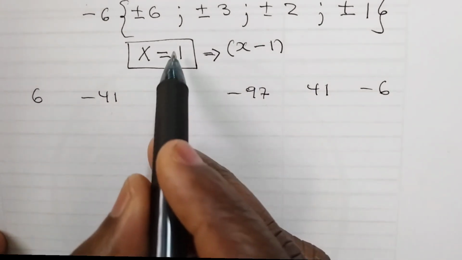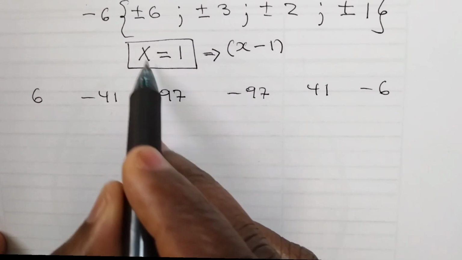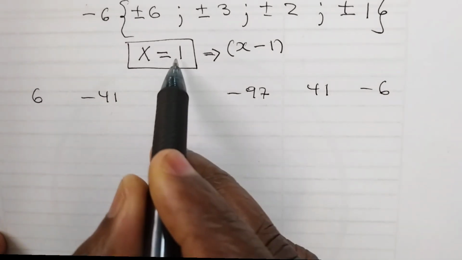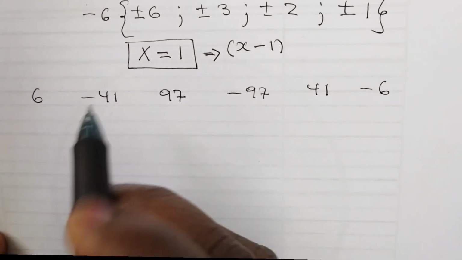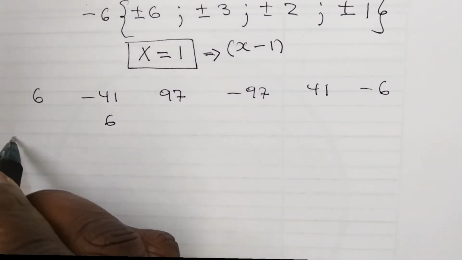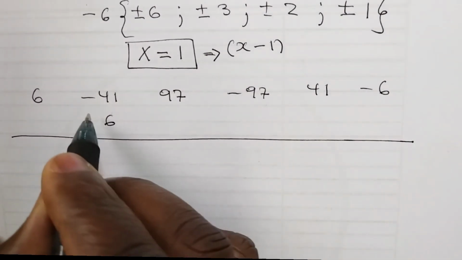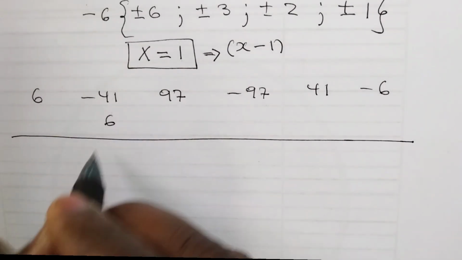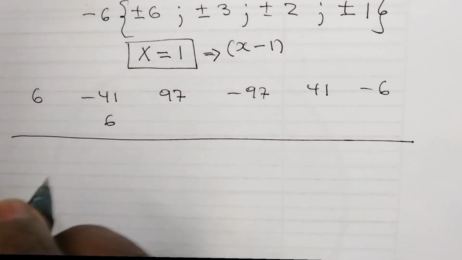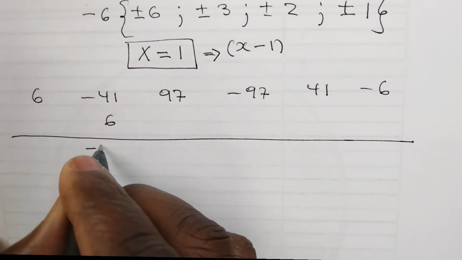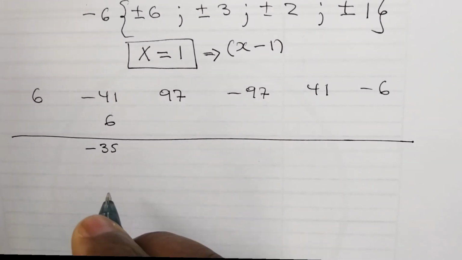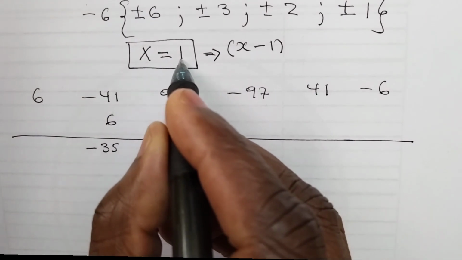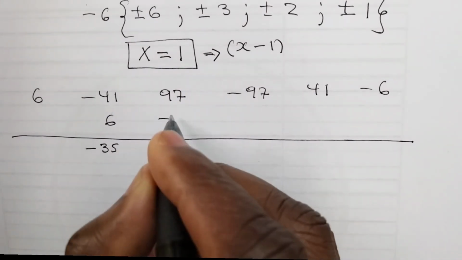I'm going to take the value of x, our first root, which is equal to 1, and multiply it with the coefficient of x to the power of 5. So I'm going to have 1 times 6. It is 6. Then I'm going to have 41 minus 41 plus 6. This gives us minus 35. Then minus 35 here times 1, the value of the first root. This gives us minus 35.